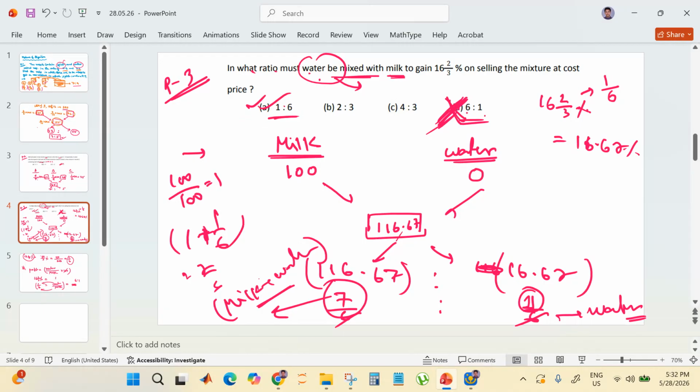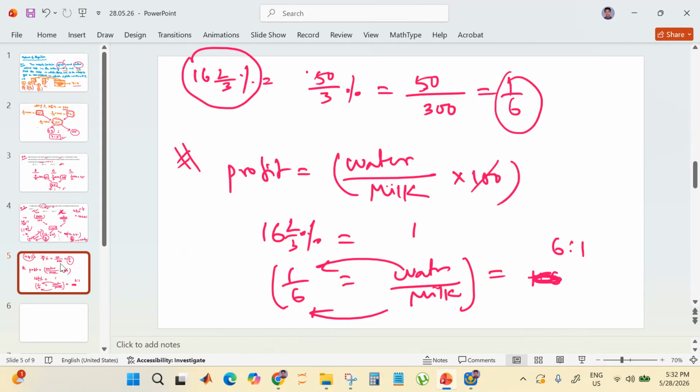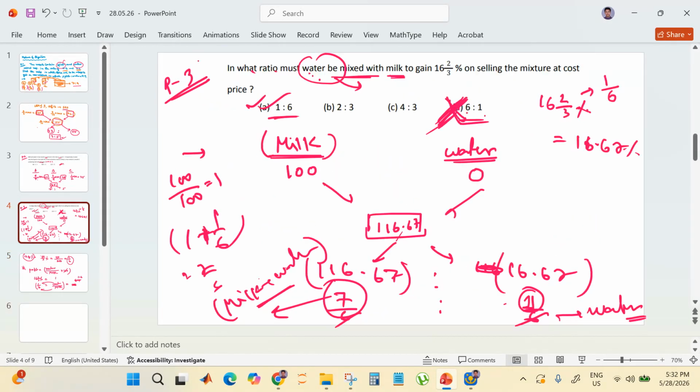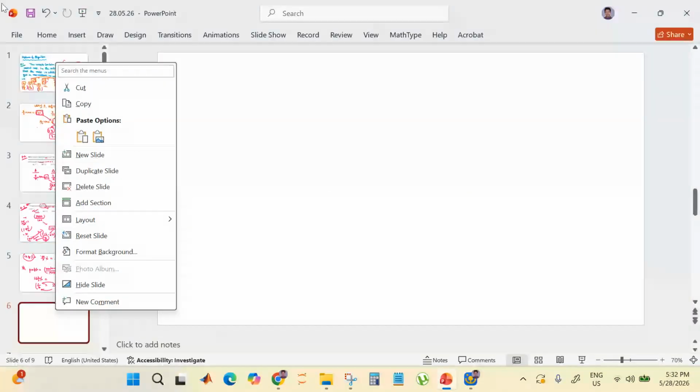Remember, this is very interesting, because I was taking milk first, so that's why I found 6 is to 1. But if you take water first, then it will be 1 is to 6, remember. In the question it is mentioned water first, so the water value comes first. So it is not 6 is to 1, it is 1 is to 6, because water is to milk is asked. So this is an important problem. Okay, important question. So that's why I'm picking this type of problem.